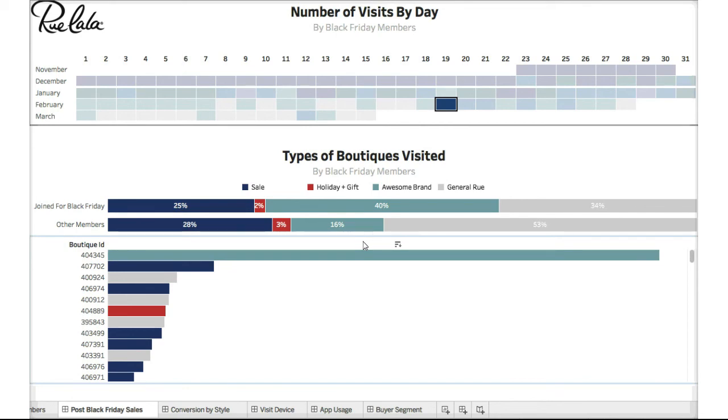Naturally, we could say, okay, for this particular boutique, we know that the brand is a big driver. Well, are there particular styles? So again, we're taking our visitation data a step further and looking at actual conversion rate down to a specific style.